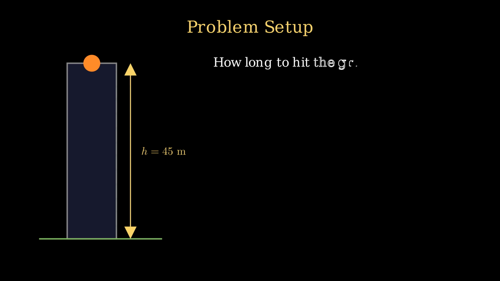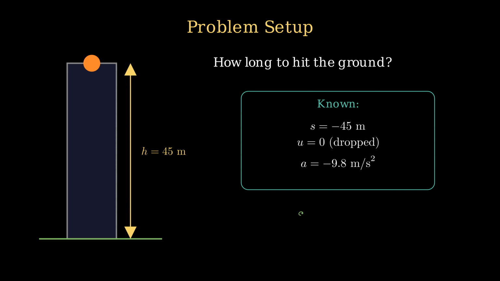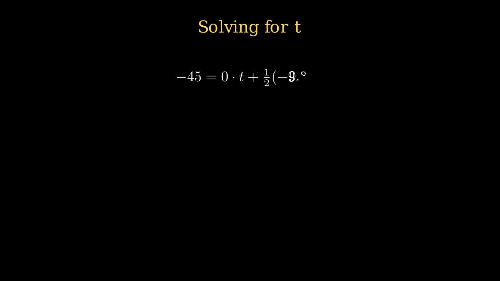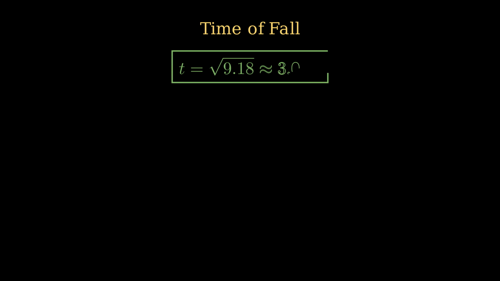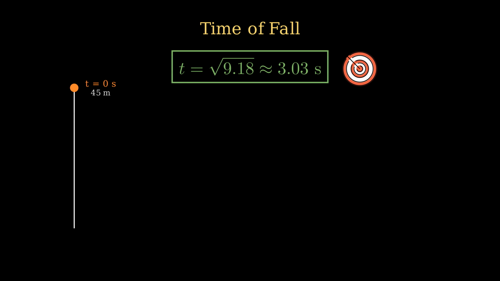Let's apply the kinematic equations to a concrete problem. A ball is dropped from a height of 45 meters. How long does it take to hit the ground? Substituting into the equation, we get negative 45 equals 0 times t plus 1/2 times negative 9.8 times t squared. Simplifying, negative 45 equals negative 4.9 t squared. Taking the square root, t is approximately 3.03 seconds. So the ball takes about 3 seconds to fall 45 meters.